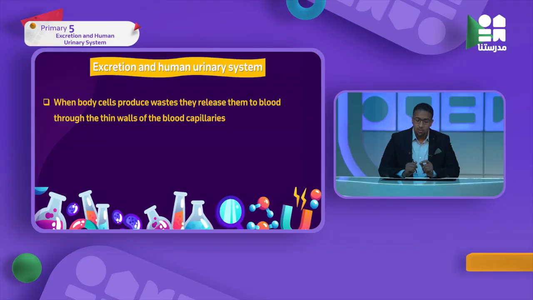Let's see. When body cells produce waste, they release it to the blood through the thin walls of blood capillaries. Blood capillaries have thin walls. Thin walls allow excretory materials to pass from the cells to the blood, so they can move to the blood. Why? Because blood capillaries have very thin walls.